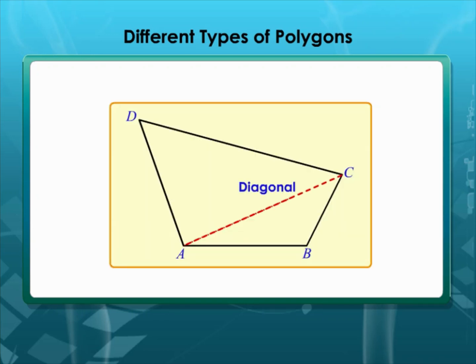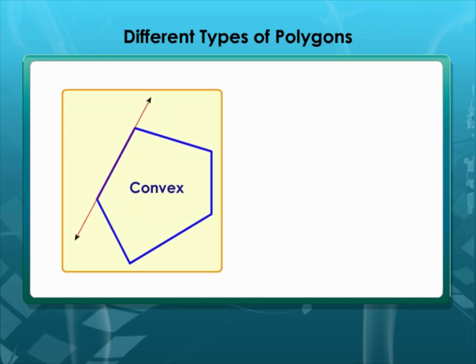Diagonal. A diagonal is a line segment joining two non-consecutive vertices of a polygon. Informally, any sloping line is called diagonal. Therefore, a quadrilateral has two diagonals joining opposite pairs of vertices. Next, we come to convex and concave polygon.